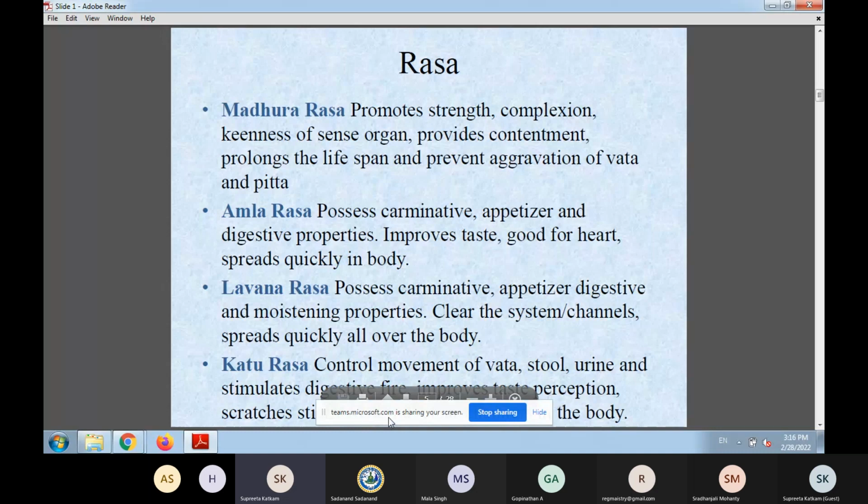See, the first three rasas we are reading, madhura, amla, lavana, pacify vata dosha. Yes, madhura rasa pacifies even pitta dosha. Next, katu, tikta, and kashaya pacify pitta dosha. So katu rasa pacifies pitta dosha and controls the movement of vata. The movement of feces, urine, etc. are under the control of katu rasa.